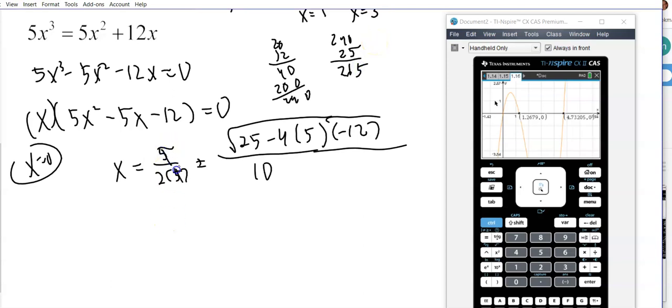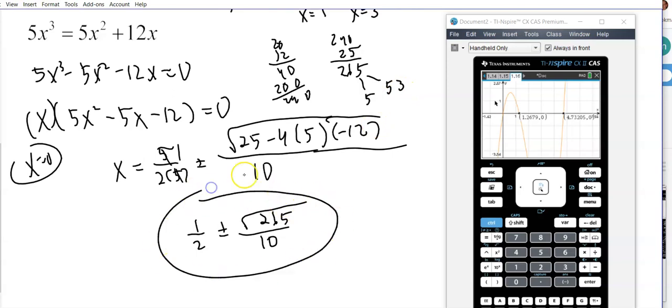Okay, so this cancels. You get 5 plus or minus the square root of 265, all over 10. Prime factorize that. 5, 53. I think that would work. 53 might be prime. Maybe that is just prime. I think that might be your answer.